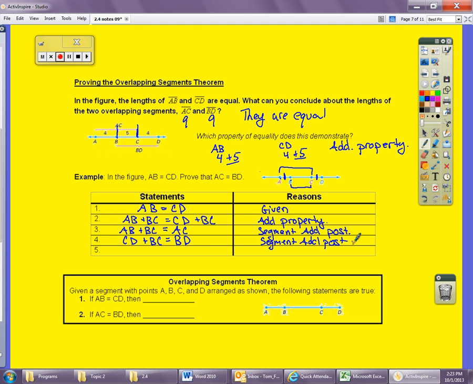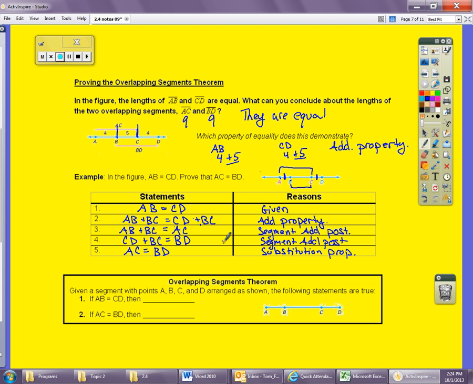And once we get there, we know that AC is equal to BD. Why? It's our substitution property. What we did is we took AB plus BC and plugged in AC, and we took CD plus BC and plugged in BD. So we substituted those values in for each other. So that's how we can prove the overlapping segment theorem.